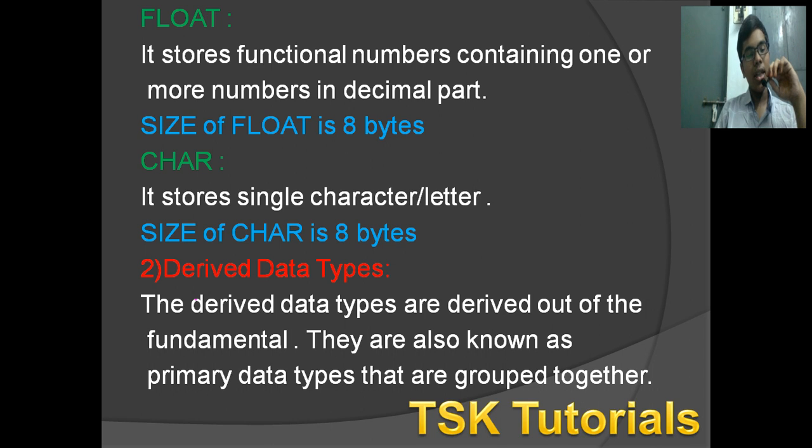First of all, we have to discuss what the derived data type is. The derived data types are derived out of the fundamental. As the name indicates, we are going to derive some type of data types from the primitive data types and the fundamental data types. That's why the name is given as the derived data types. They are also primary data types that are grouped together. When we group some kinds of values, for example, we have to store different types of data, we will go for derived data types, which is similarly known as the group of primary data types.